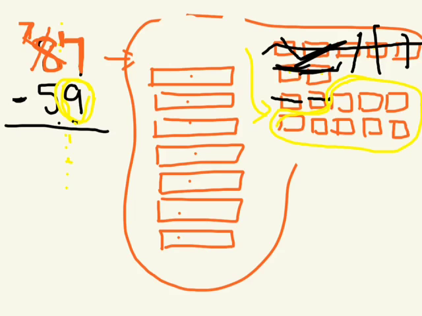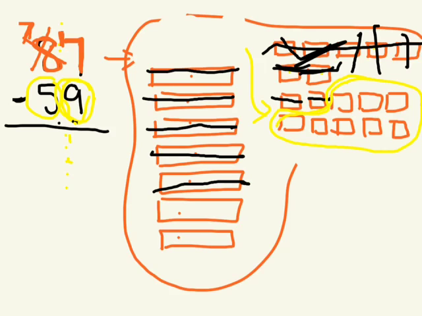Now we have to take 5 tens away from the 7 remaining tens. Yep, you're going to take away 5 tens. So I want you to cross out 5 of these tens. 1, 2, 3, 4, 5. Excellent. Now we're going to count to see what our answer is.